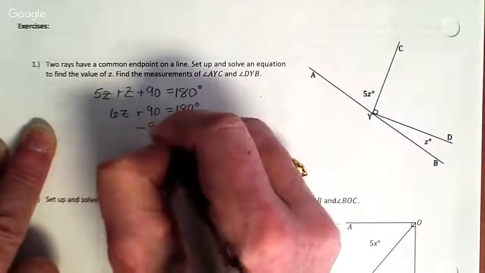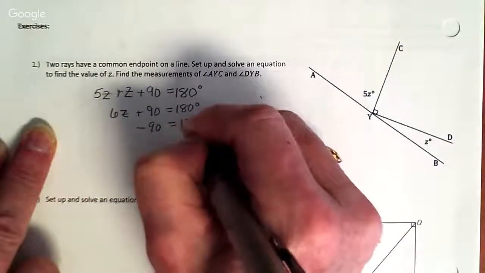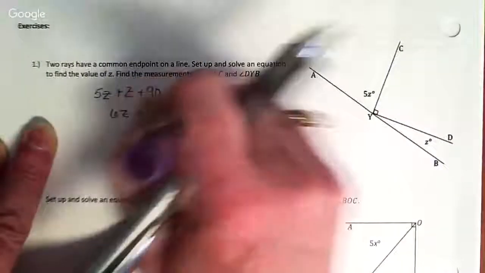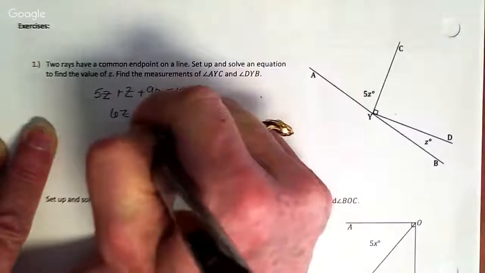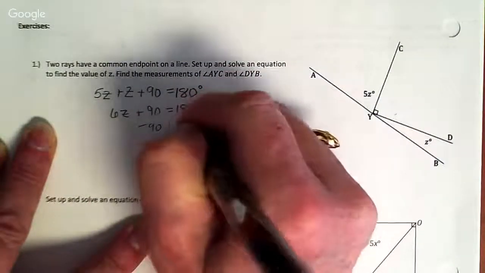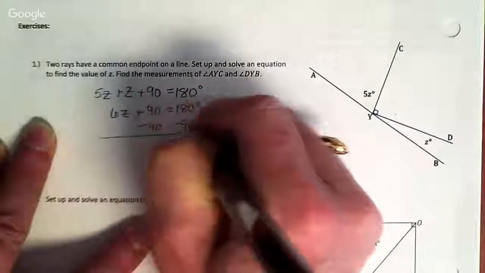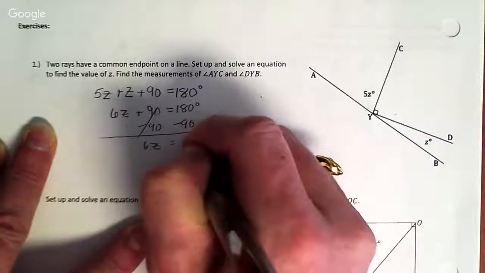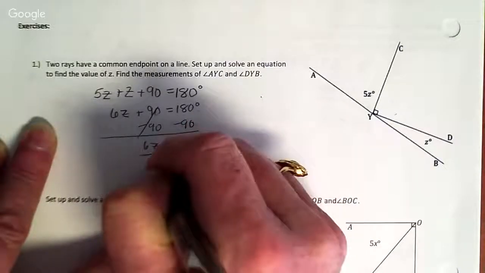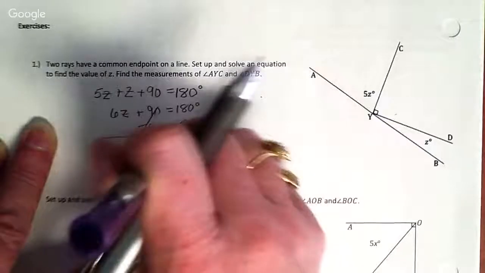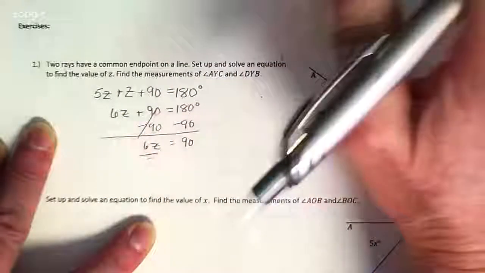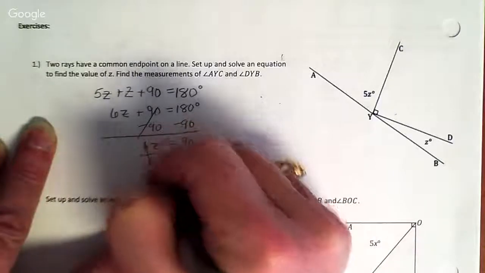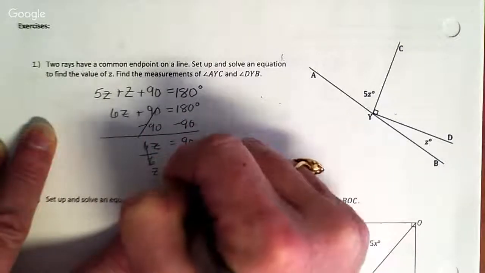So minus 90. And again, you don't need the degrees. Sometimes I put it in, sometimes I don't. Sometimes you feel like a nut, sometimes you don't. So minus 90 to both sides. So we have 6z equaling 90. Divide both sides. Oh, I keep wanting to say z. I want to keep dividing by my letters, ladies and gents. Divide both sides by 6. So z equals 15.